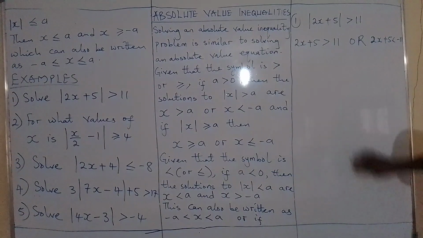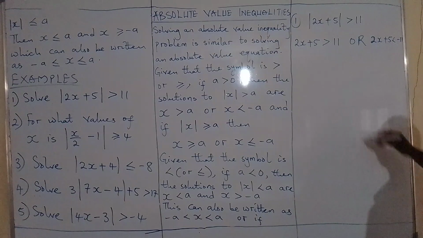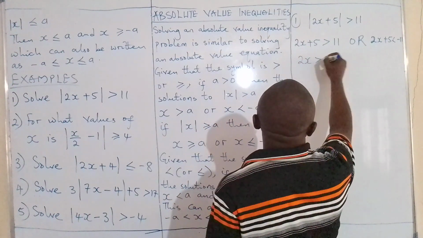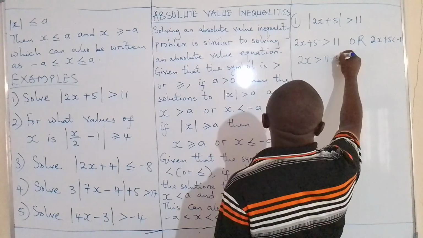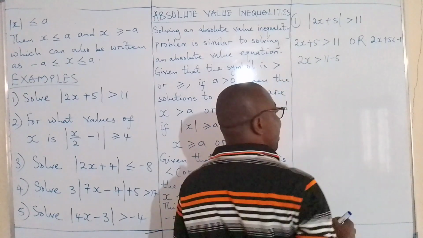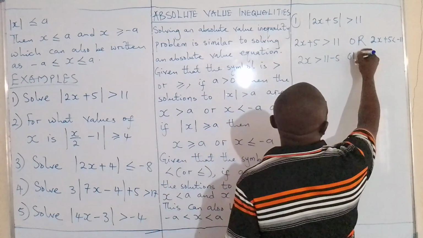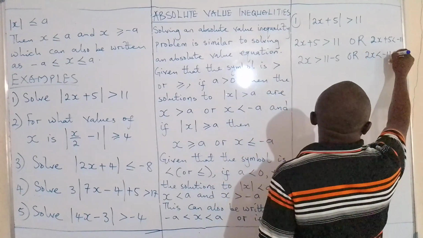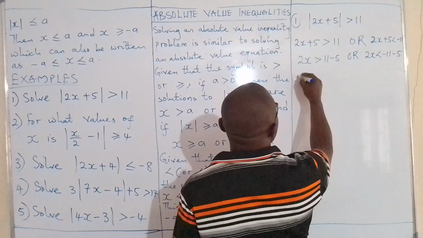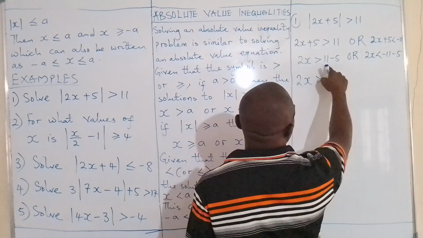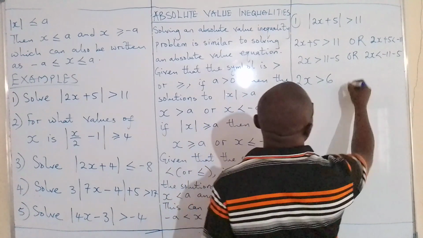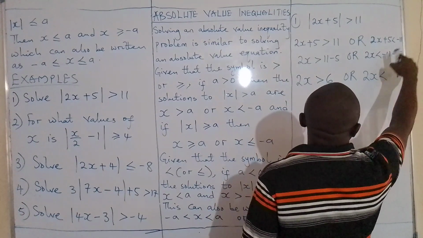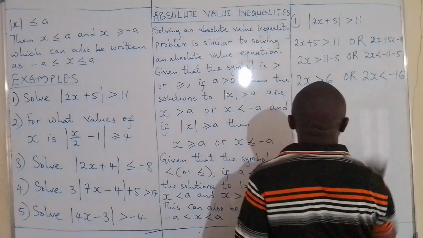Alright. So from here, for like terms, we have 2x is greater than 11 minus 5. When this moves over, we have 11 minus 5. Or 2x is less than minus 11 minus 5. This will be 2x is greater than 11 minus 5 is 6, or 2x is less than minus 11 minus 5 is minus 16.